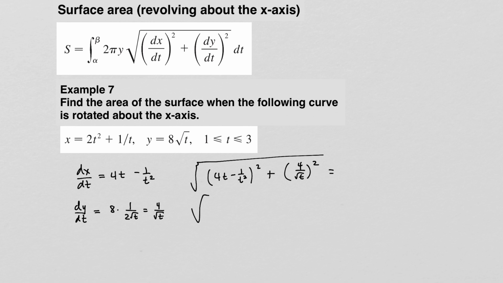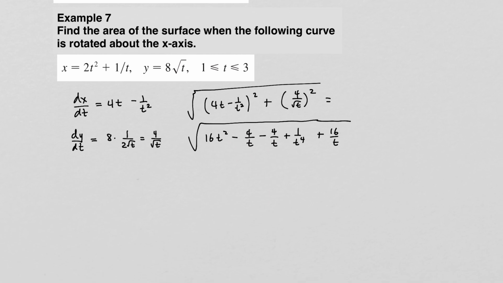So if we multiply this out, we're going to get the square root of 16t squared minus 4 divided by t minus 4 divided by t plus 1 divided by t to the 4th power, plus, and then when we do this one here, we get 16 over t. Now, you might need to pause the video right now and verify that when you multiply this out, you do indeed get this. Okay, so if you verified that, then let's go ahead and continue.